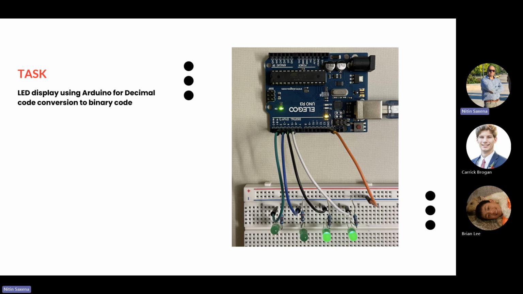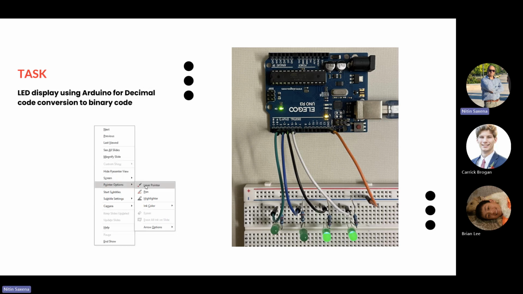In this video, we are going to discuss a task in which we will give a decimal code and this Arduino sketch will convert it into a binary code. So how will we do this? For this, we will give an Arduino code on our Arduino program, which is normally known as a sketch.